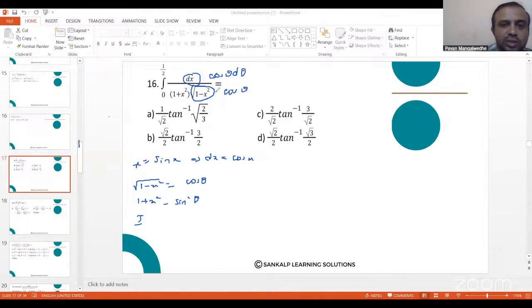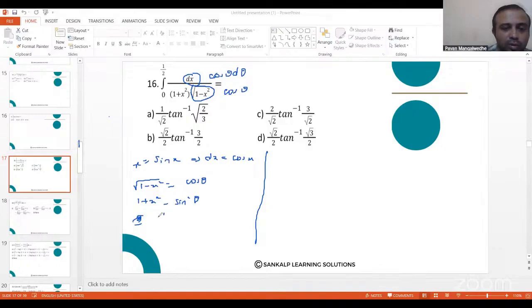So the rest is all the same. 1 plus x square is what? It is sin square theta. So 1 plus sin square theta is 1 and 1 into sin square theta, because cos theta will get cancelled, so we are left with sin square theta. Now, using this method, we can go to the next step.